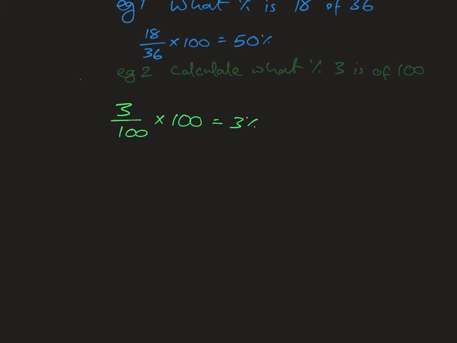Now, for those people who are feeling extra clever, you know that we can cancel things out, and because we're multiplying and dividing, well, if we're dividing by 100 and multiplying by 100, they both cancel each other out, so the answer was 3 all along.